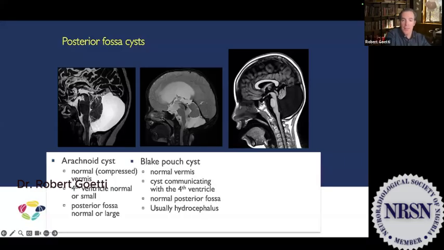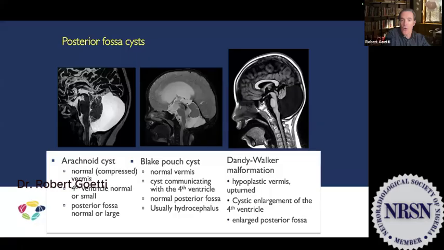The second patient has a Blake's pouch cyst. He also has a normal vermis. He has a cyst communicating with the fourth ventricle. Usually the posterior fossa is normal, and usually there's a hydrocephalus. So the Blake's pouch cyst can be thought of as an obstructive hydrocephalus with an outflow obstruction at the foramen of Magendie, and I will explain this in a bit more detail in a second. The third patient here has the classic Dandy-Walker malformation, where we have a hypoplastic upturned vermis, cystic enlargement of the fourth ventricle, and an enlarged posterior fossa.